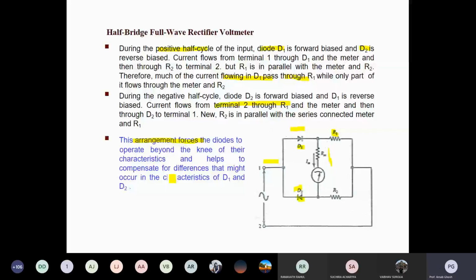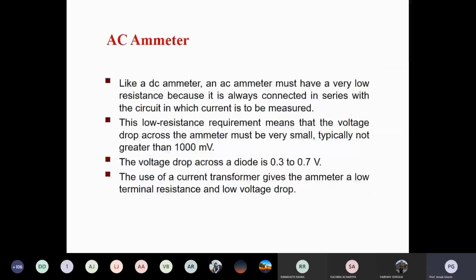So I think these are all the methods for using the PMMC instrument for measuring AC voltage as an AC voltmeter. Okay, so now you can go for the configuration of the AC ammeter. Previously it was the AC voltmeter, now you are going for the AC ammeter. Like the DC ammeter, the AC ammeter must have very low resistance because it is always connected in series with the circuit in which the current is to be measured.